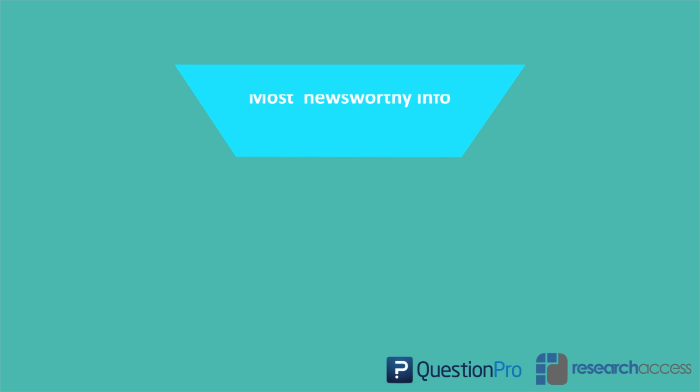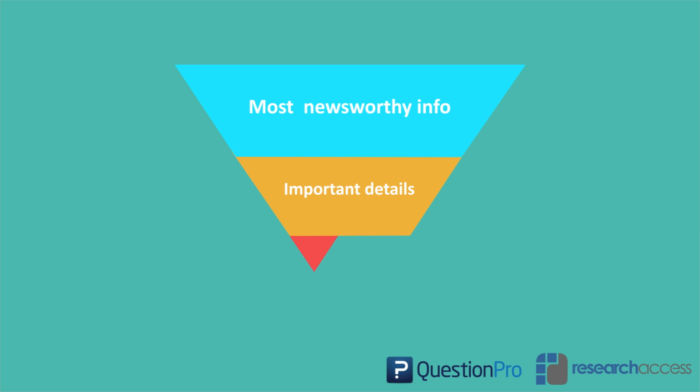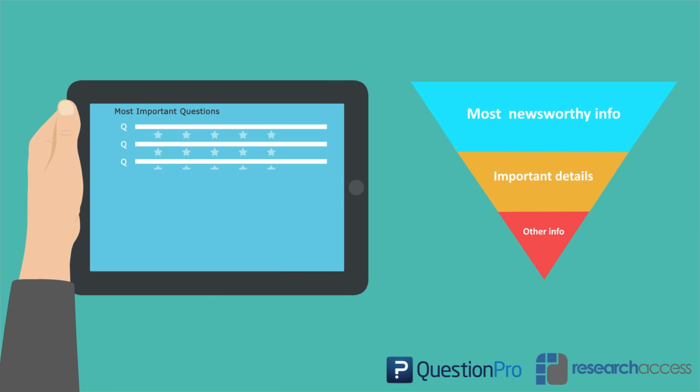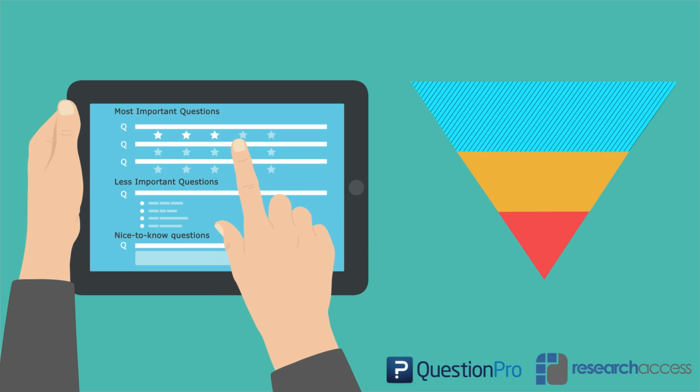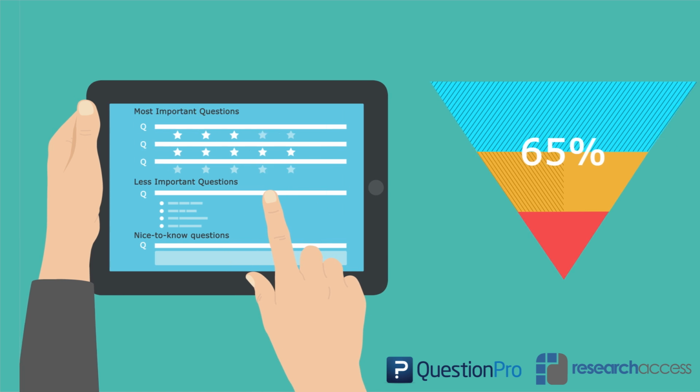Structure questions in an inverted pyramid style, similar to how the Associated Press writes news stories. Cover the most important questions first, then cover less important questions, and wrap up with nice-to-know questions. That way, if a respondent bails, you'll have gathered the most important information up front.